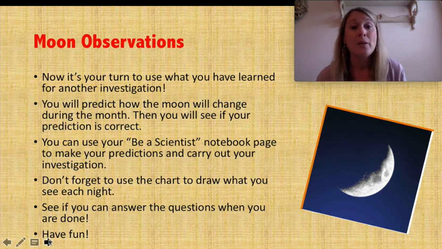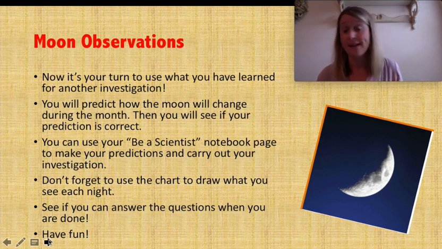Okay, so what you're going to do is you're going to take what you've learned about the moon and you're going to use it for another investigation. You're going to get a chance to predict how the moon will change during the month. Okay, so we've kind of talked about it. It's not going to look exactly the same every single night you look at it. And you're going to record and write down what it looks like each night.